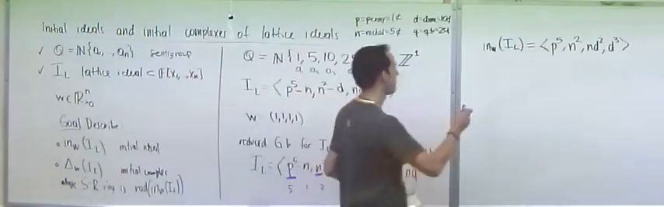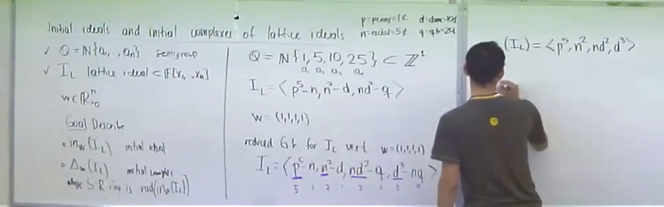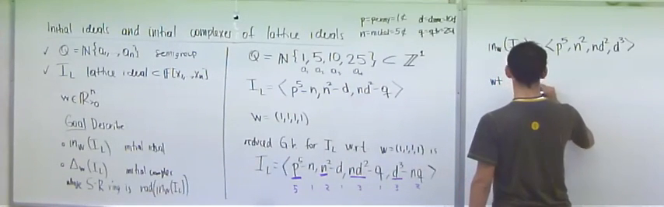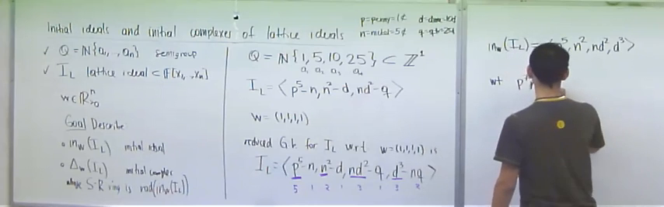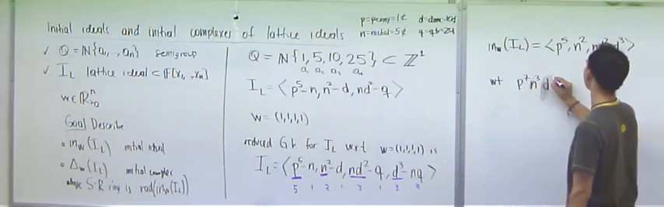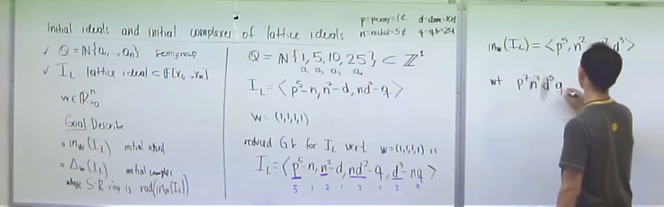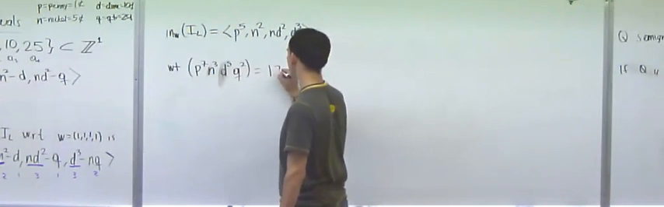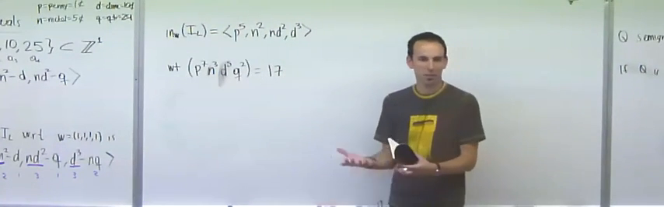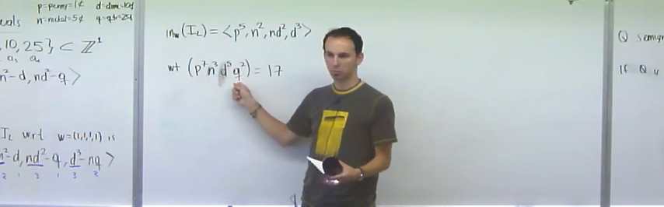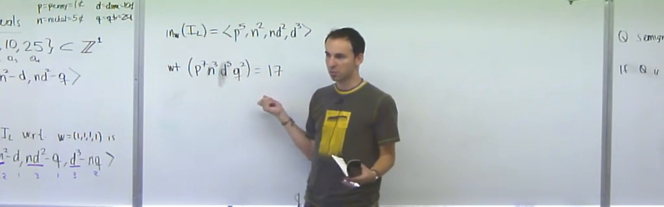Let's say I have a monomial like p to the 7, n cubed, d to the 5, q squared. What is the weight of this monomial? It's 7 plus 3 plus 5 plus 2 equals 17, but what are we thinking of as a monomial here? A monomial is saying I have 7 pennies, 3 nickels, 5 dimes, and 2 quarters. And the weight is just the number of coins.